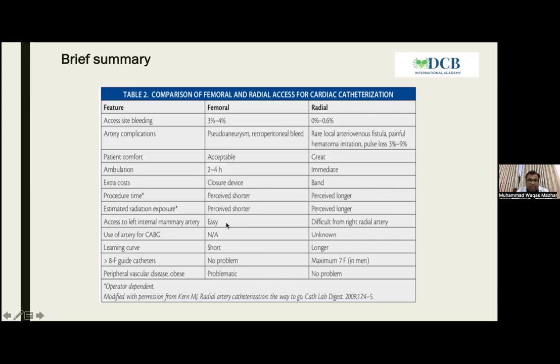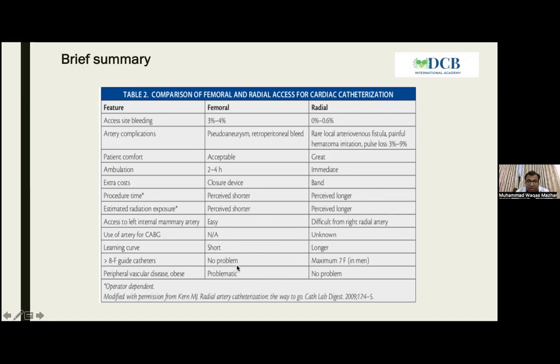Access to the left internal mammary artery is easy with the femoral approach, and it is difficult from the right radial artery. Use of the femoral artery for CABG is not known, and use of the radial arteries for CABG is quite unknown. The learning curve is short with the femoral, and it is longer with the radial artery access.